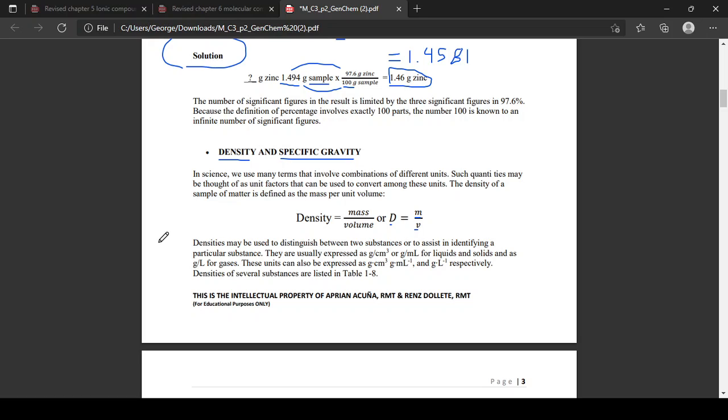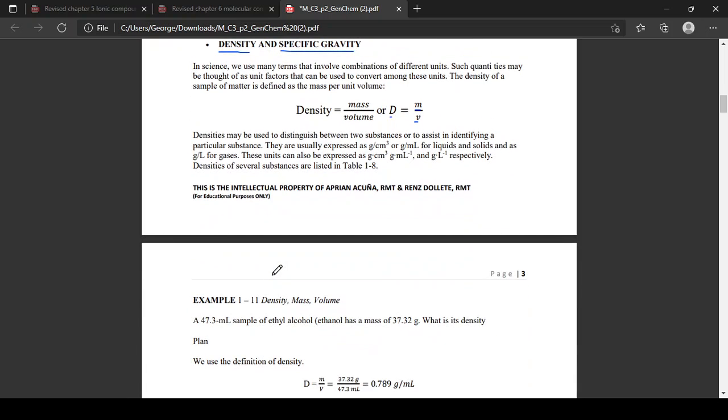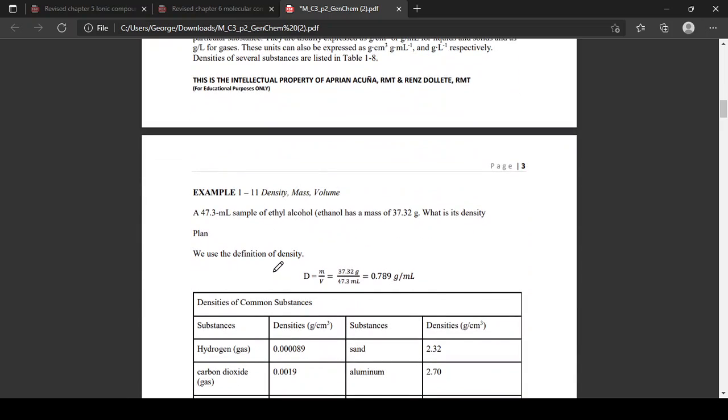They are usually expressed in g/cm³, or simply grams per mL for liquids and solids, and as grams per liter for gases. These units can also be expressed as grams per centimeter cube, grams per mL, and grams per liter, respectively. Densities of several substances are listed in Table 1.8.